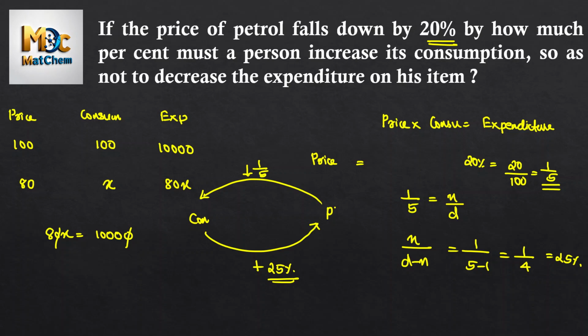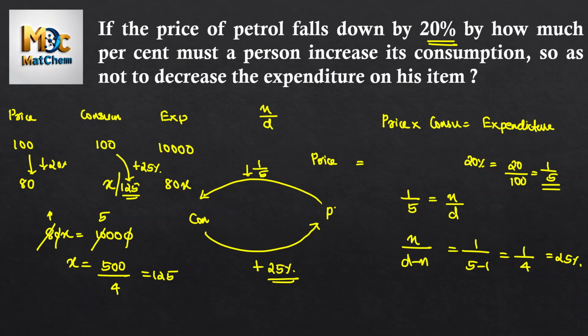The zero cancels. If you cancel by 2, you will get 4 here, and obviously you will get 5 here. There are no issues. 5x will be equal to 500 divided by 4, that is equal to 125. So the consumption will be 125. The initial consumption was 100, and it is becoming 125, which means it is increased by 25%. Here the price is decreased by 20%. Without doing this kind of mathematics, we can simply find that if it is decreased by n by d, it has to be increased by n divided by d minus n. This is the basic concept.